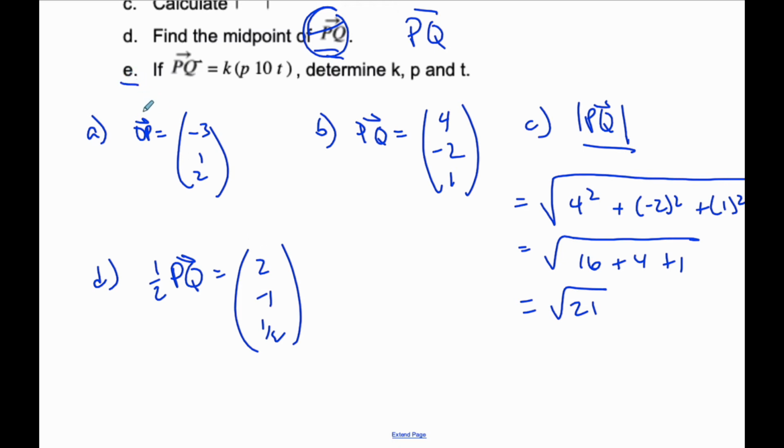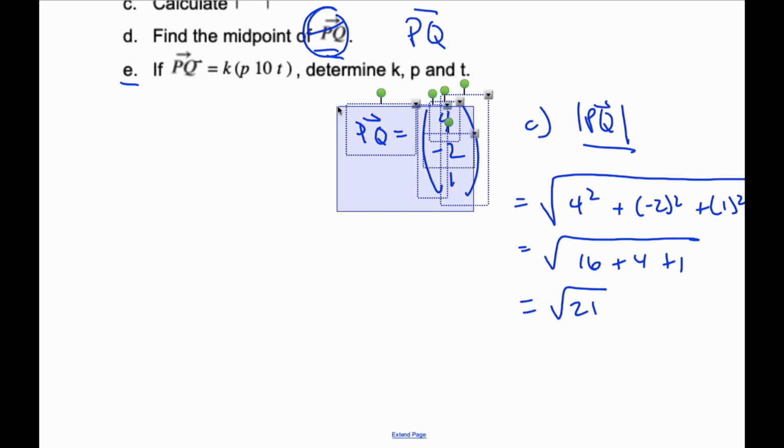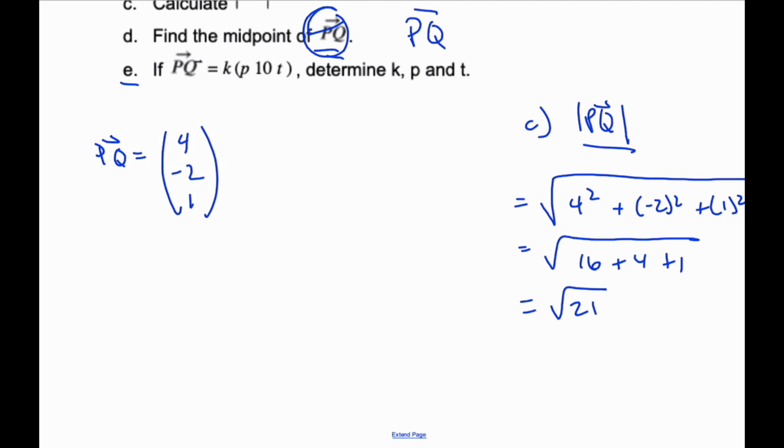And then finally, if I'm going to do E part, which is probably the most interesting of them all, PQ is equal to (K P, 10, T). So if I take PQ here, I know that this is equal to (K P, 10, T). And what this means is that these 2 vectors are parallel because this is larger by some value K.